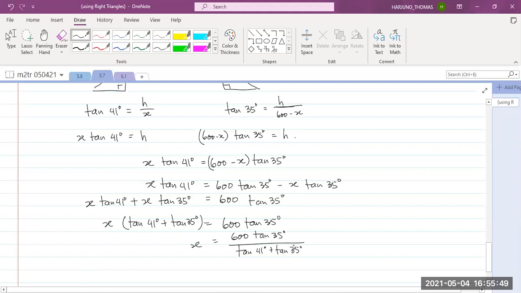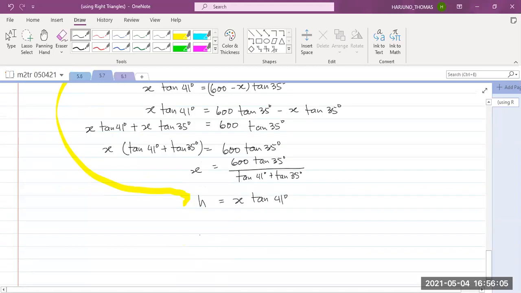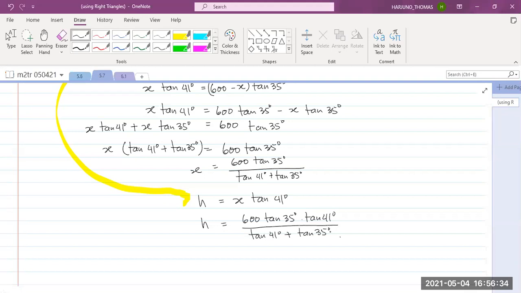Okay, that's the x. Now h, I will use this one. h is x times tangent 41 degrees, right? We know our x is what we have above, so it will become 600 tangent 35 degrees tangent 41 degrees over tangent 41 degrees plus tangent 35 degrees. Now that's the exact solution.